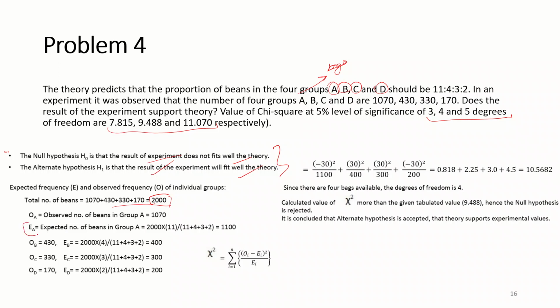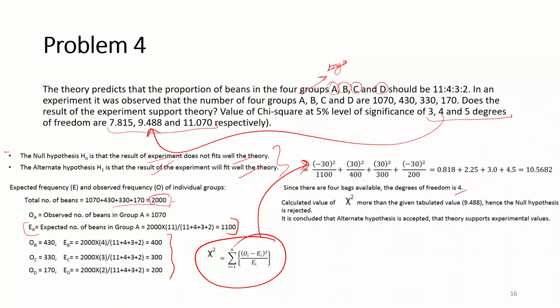Then we find out the expected. We have the proportion and the total number. The proportion is 11 is to 4 is to 3 is to 2. So then we can find out this one. Then it was the same as the chi-square formula that I told: observed value minus expected value, whole square, divided by expected value. Then we have the degree of freedom as 4, and I had given 9.488.